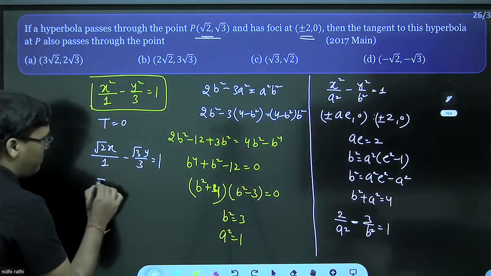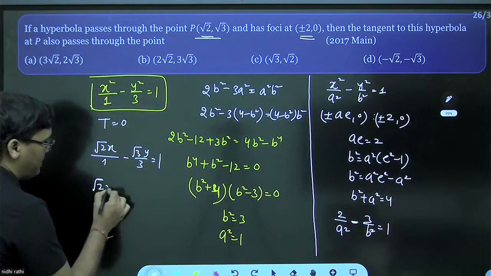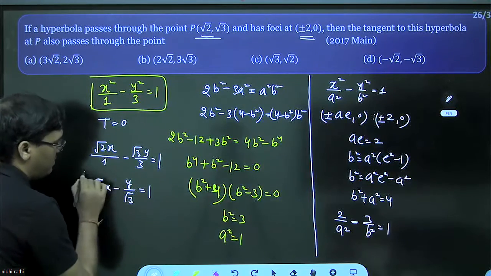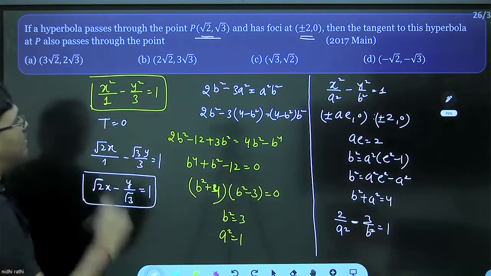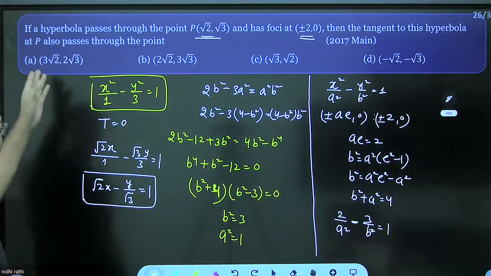So now you see what the equation is. This is root 2 x minus y by root 3 is equal to 1. So this is the equation of tangent we have got. Now the question is, this tangent also passes through which point? So you can just check the answer.